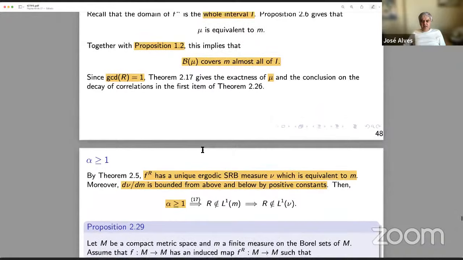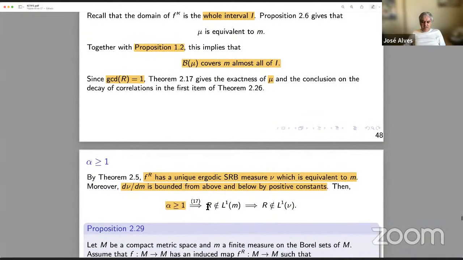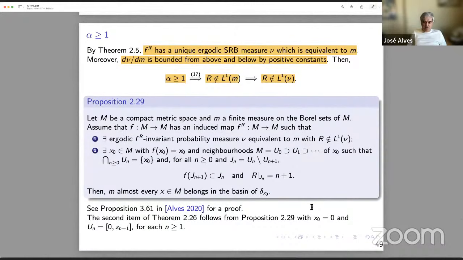We have that R does not belong to the L1 space with respect to M, but M is equivalent to nu, this nu for the FR. And so we know that R does not belong to L1 of that mu. And then to conclude the second item, I leave this. This is a somewhat technical and combinatorial proposition, the proof. So I leave here only the statement.